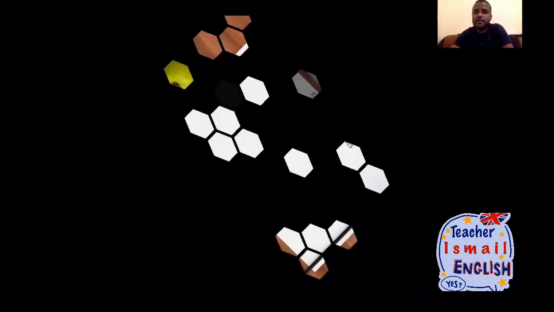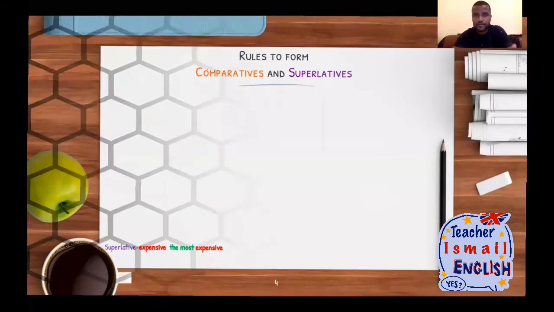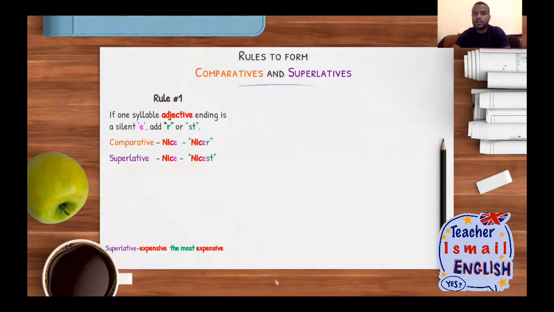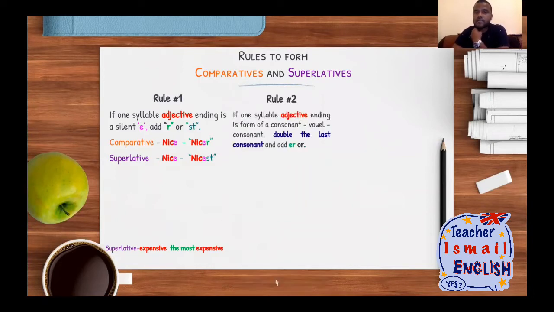Then we have some other rules. Rule number one: if a one-syllable adjective ends in a silent e, we just add r. For example, nice, nicer. But in the superlative, we add st: nicest.